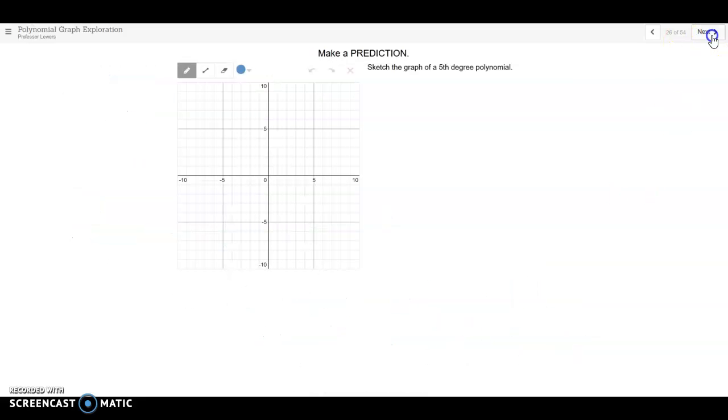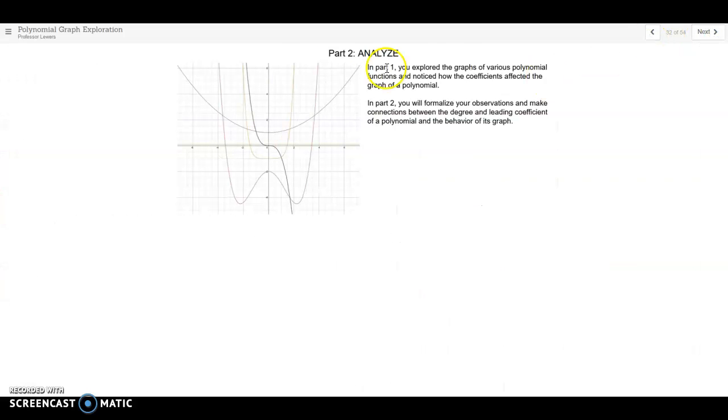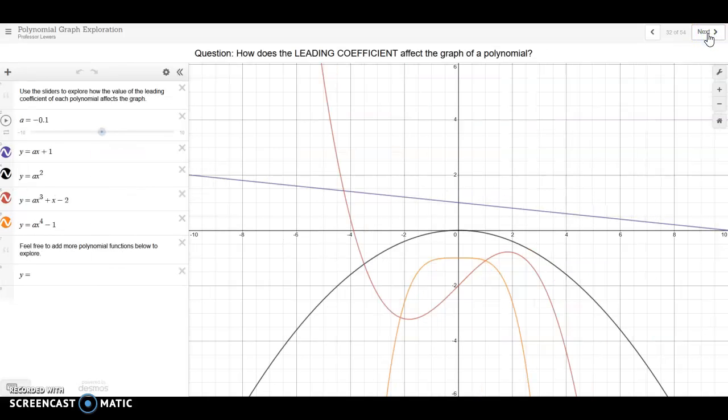All right, let's go over to slide 32 now. On slide 32, we're getting to the second part. Our first part, we just spent a whole lot of time exploring a lot of different polynomials. So now I want to formalize those observations and see what connections we can make. So first question, how does the leading coefficient affect the graph?